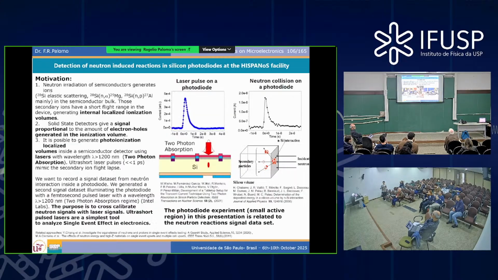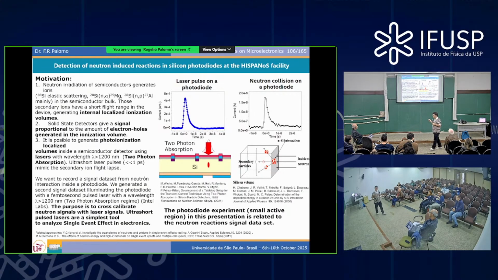We use an FPGA from Intel. The motivation of that experiment was very simple: to get signals and to know if we could reproduce, using 2-photon absorption lasers in the 2-photon absorption regime, exactly the same signal from a neutron collision in a photodiode. This was a collaboration with Intel Oregon.